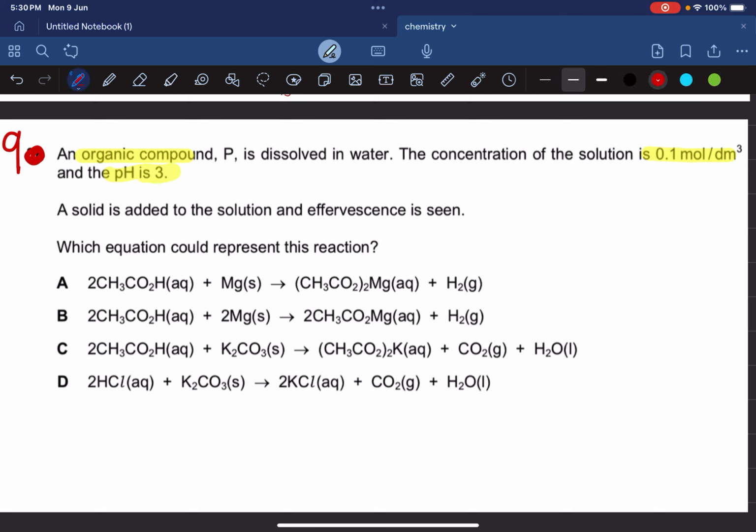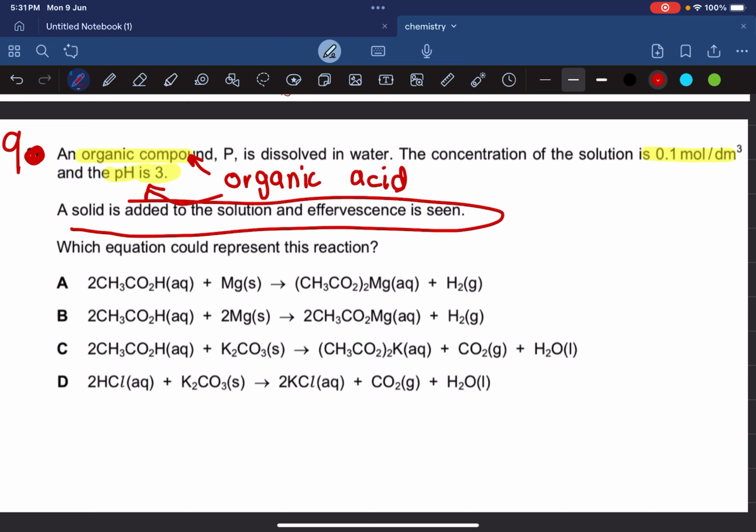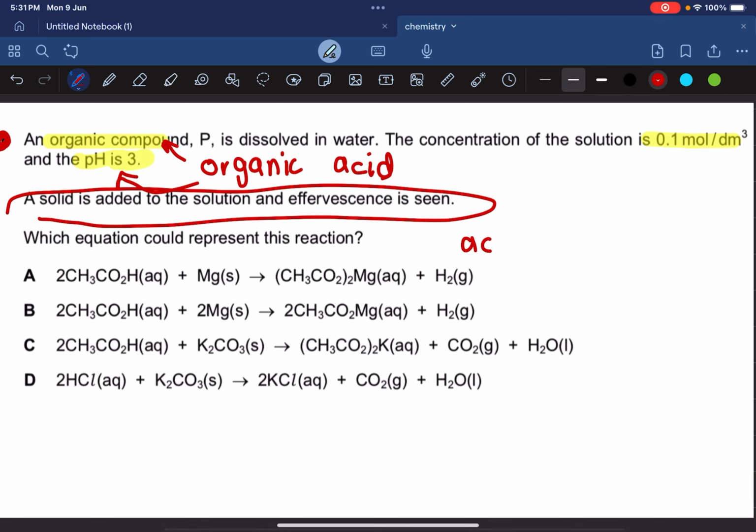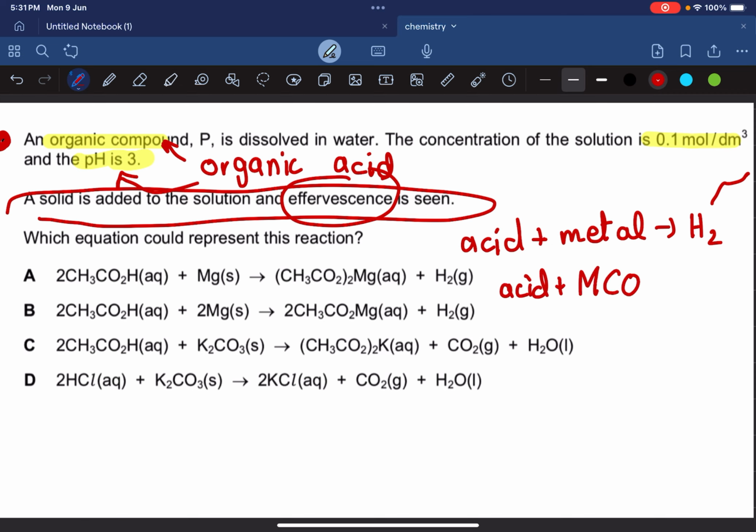I definitely know that this is going to be my organic acid. Okay, this is going to be an organic acid because it's an organic compound. Secondly, the pH is below 5 or 7, that means it's an acid, and a solid is added to the solution and effervescence is seen. Now I know one thing, that acid plus which thing is going to give me an effervescence or gas? Either acid plus metal, which gives me my salt and hydrogen gas, or acid plus metal carbonate, which is CO3, is going to give me my carbon dioxide gas, water and salt. So these two reactions with acids are going to give me effervescence.